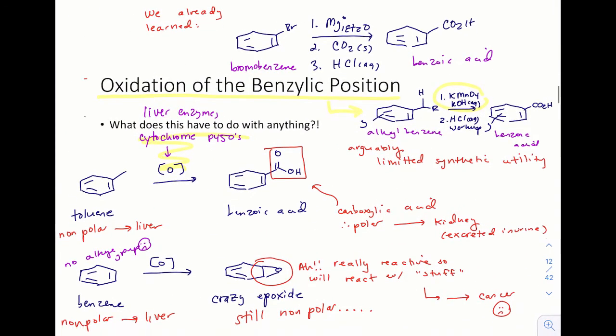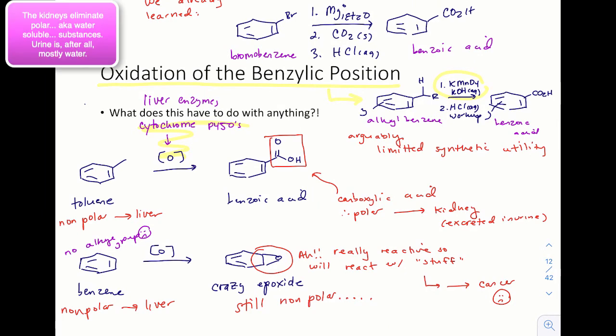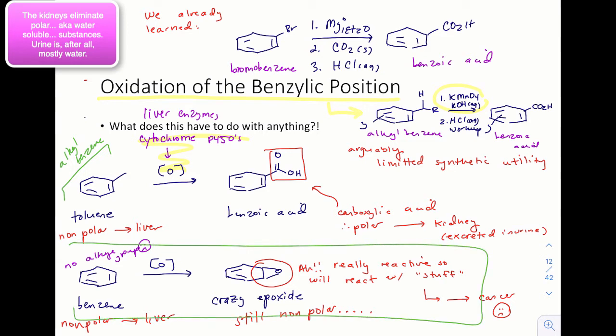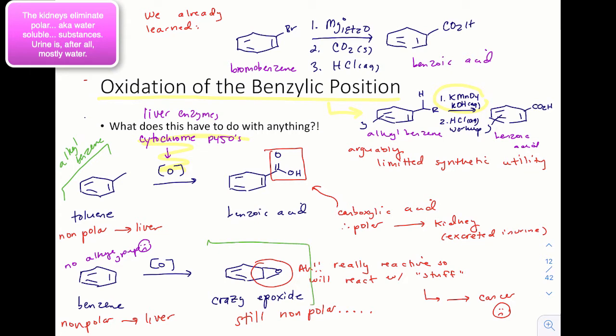And that's because toluene, being an alkyl benzene, can be oxidized by the cytochrome P450s in the liver to make a polar compound, which is then excreted by the kidneys in urine, whereas that is not the case for benzene, which does not have an alkyl group to be oxidized. So it is oxidized, but it makes this highly reactive epoxide that will, as we said, quote unquote, react with stuff. And if it reacts with DNA, it can cause cancer.